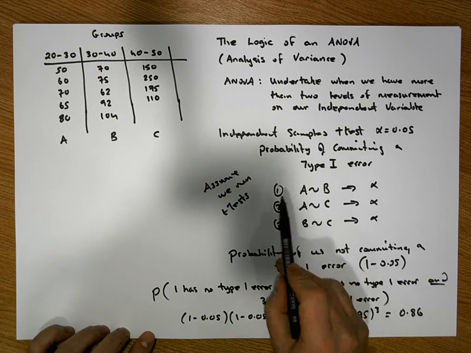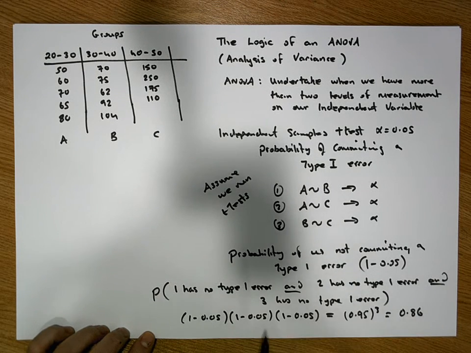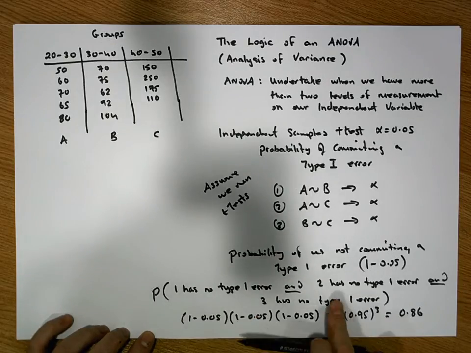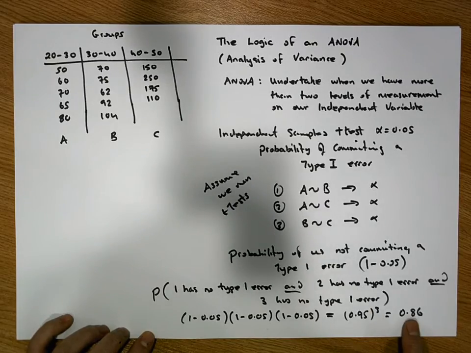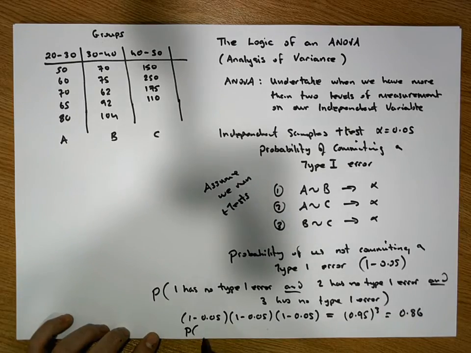So when we run 3 separate independent samples t-tests, the probability of us not committing any type 1 error across these particular tests is 0.86. That's the probability of us not committing a type 1 error, which means that the probability of us committing a type 1 error, the probability of an error, must be equal to 1 minus 0.86, which is equal to 0.14 or 14%.